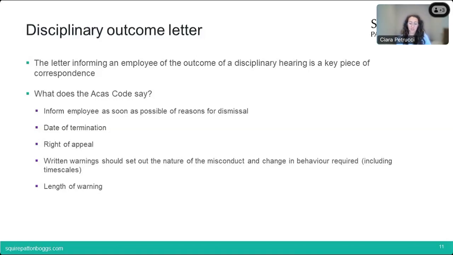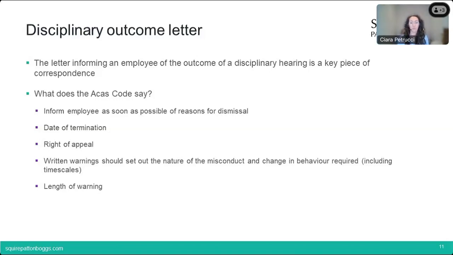The ACAS code doesn't give any guidance on what that means, but you should try to ensure you're at least complying with your own policies and procedures, and assuming that you do that, you're unlikely to be criticised, assuming that your time frame isn't unreasonable. So what should the letter include?